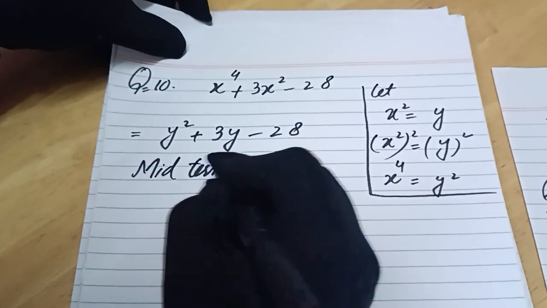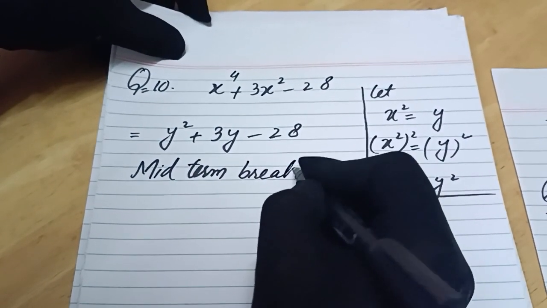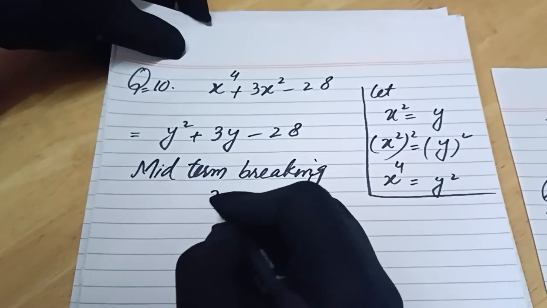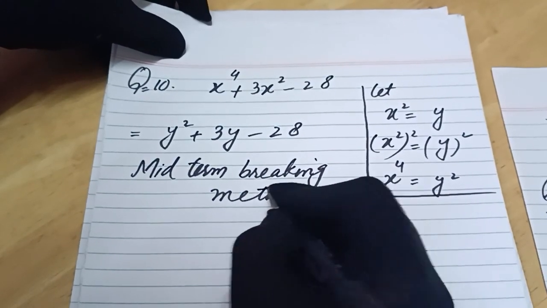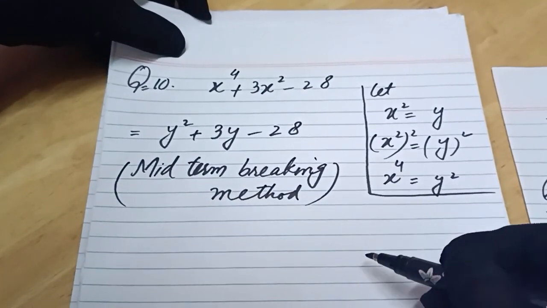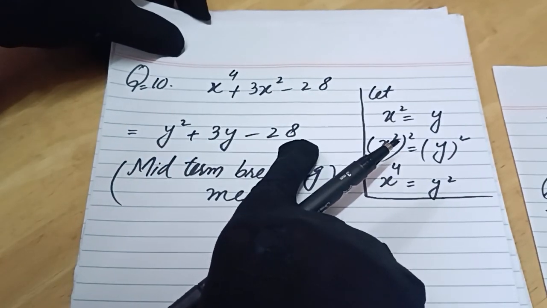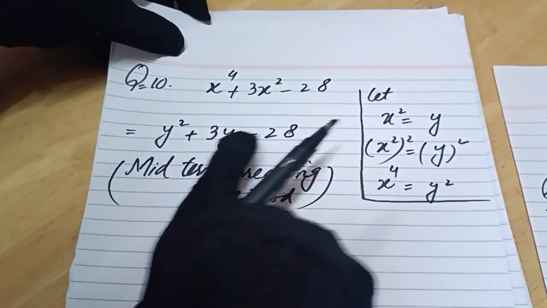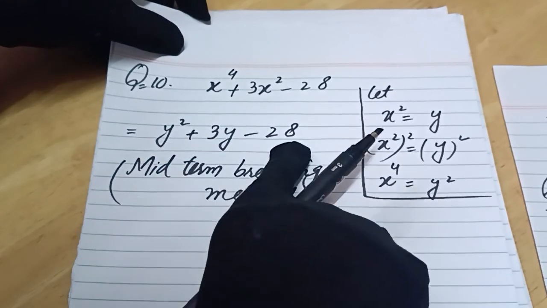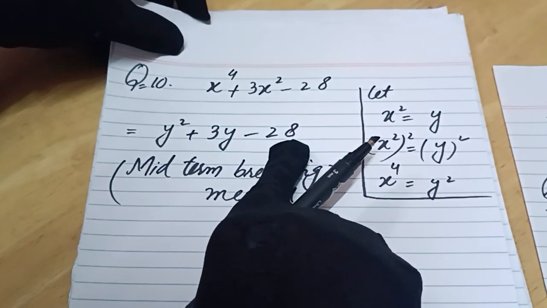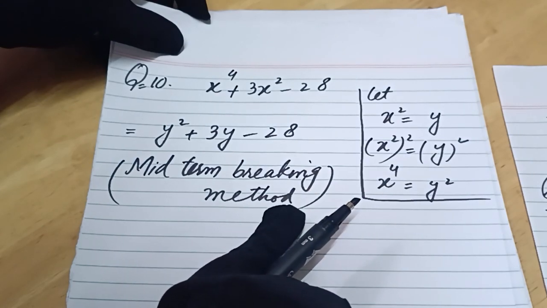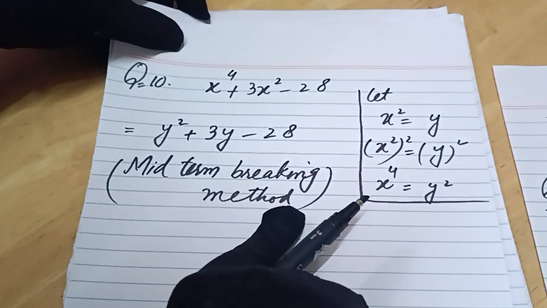Mid-term breaking method. Almost every part I'm explaining to you about the factorization rule. Check whether we can take common. No, we cannot take. Check whether it's a whole square number or not. They are not whole square numbers, so we cannot take common, we cannot go for the completing square method, so we have to go for the mid-term breaking method.